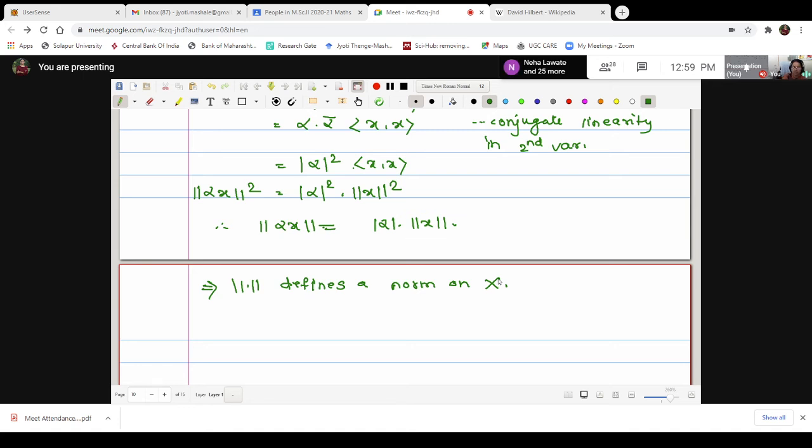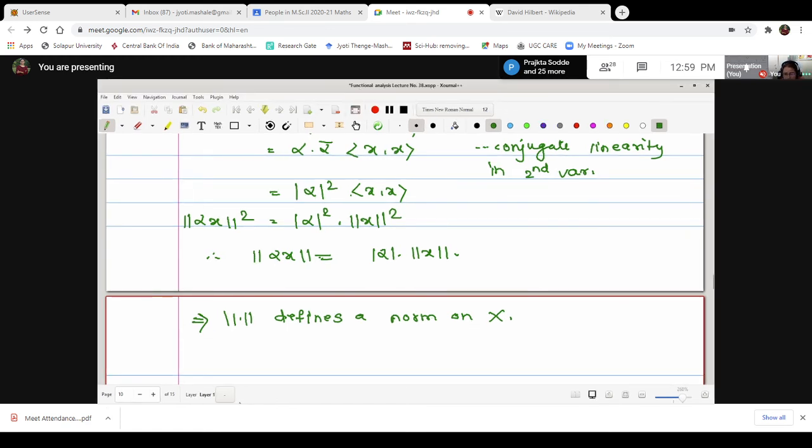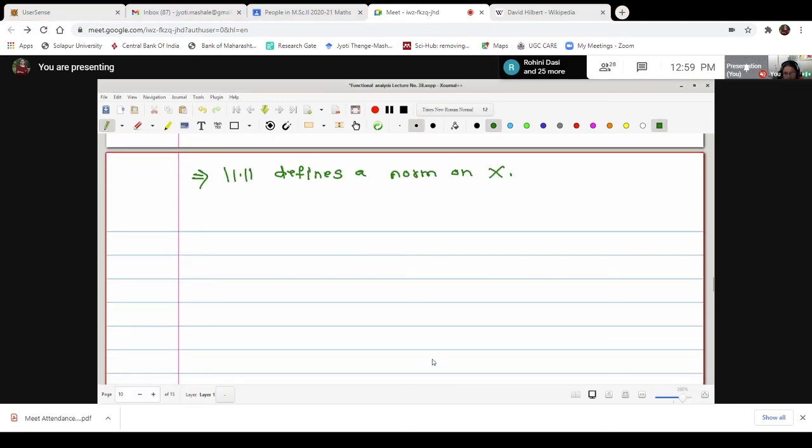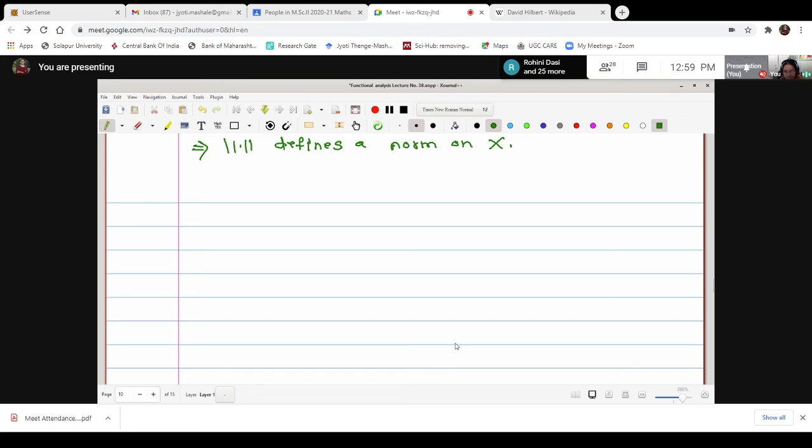Hence with the help of a relation between norm and inner product, we have proved that under root inner product xx is also one kind of norm. That is, this is also one kind of distance measuring function. Any doubt till this? If there is no doubt, as you are not speaking, I will assume that you don't have any doubt. Now we will write an alternative definition of a Hilbert space.